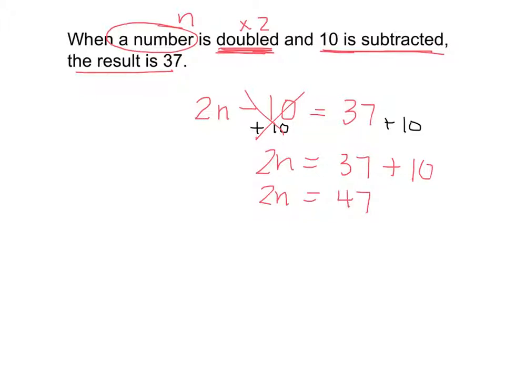Good. To isolate our variable, the opposite of 2 times n is division. Divide by 2. Whatever you do to one side, you have to do to the other side. So n equals 47 divided by 2. So n is equal to 23.5.